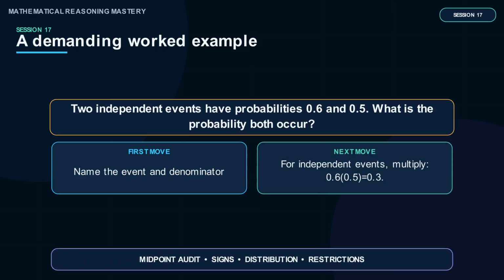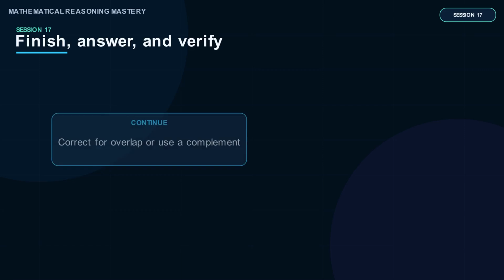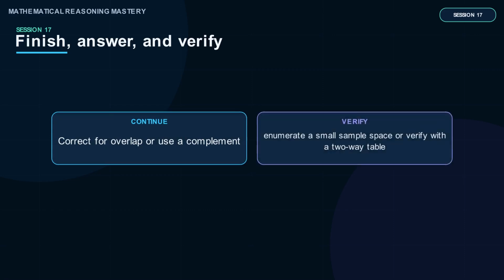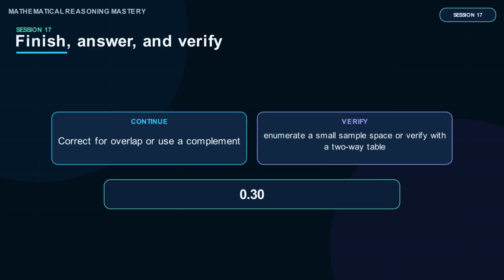Pause for a midpoint audit. Check copied values, signs, units, restrictions, and whether the current result is the requested quantity or only an intermediate value. Continue by applying this control: correct for overlap, or use a complement. The explanation supports one option without relying on its position. The mathematical conclusion is 0.30. State it with any required units, interval notation, or restrictions. The final answer is 0.30. Compare it with the exact target and reject any choice that represents a common intermediate step.